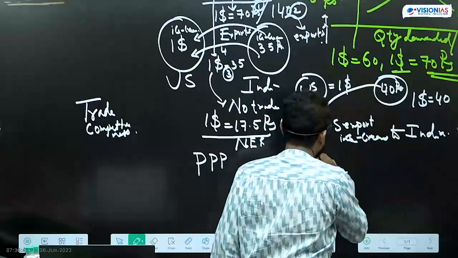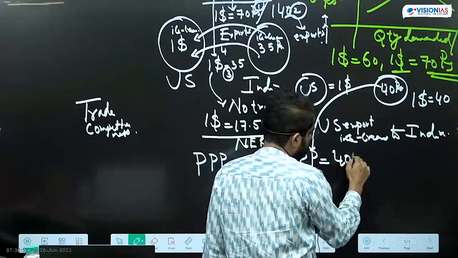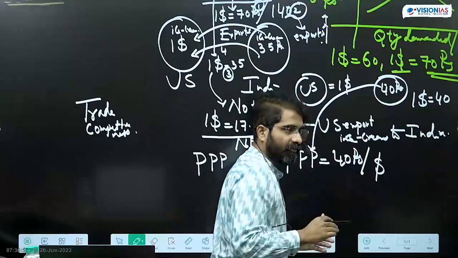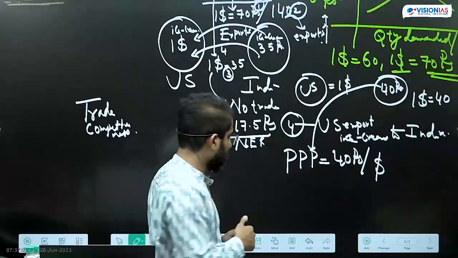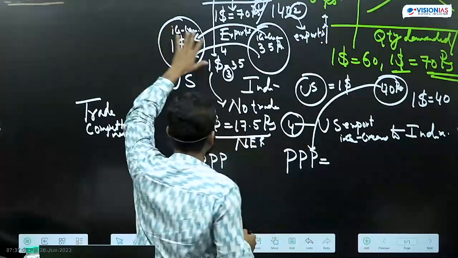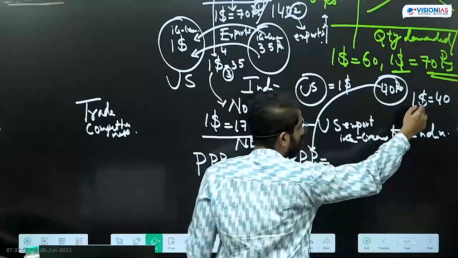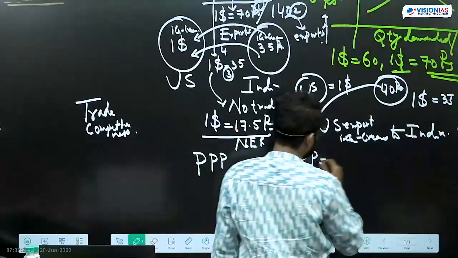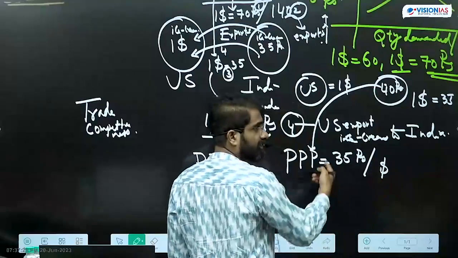So this PPP exchange rate is something like 40 rupees per $1. This is the PPP exchange rate. Is that okay? You're able to follow? Okay, so PPP exchange rate is 40 rupees per dollar because $1 is 40. The same example here, I'm only taking the ice cream so it's not confusing. So in the ice cream case, what is the PPP exchange rate? $1 is equal to 35. That means PPP exchange rate is 35 rupees per dollar.